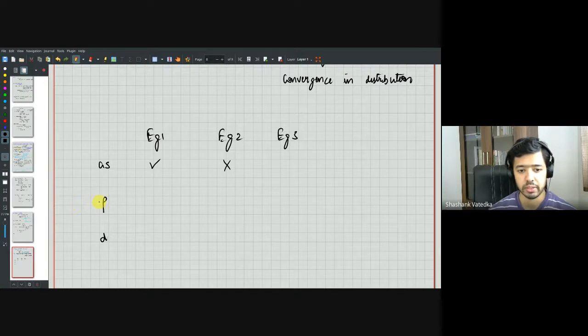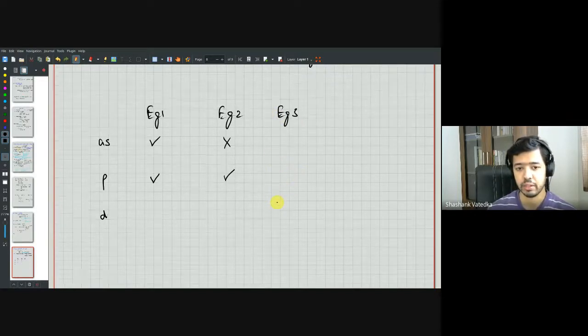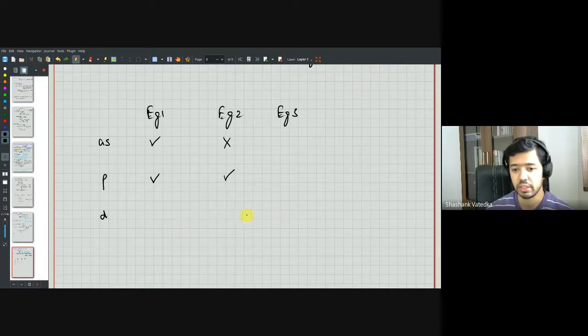So what about convergence in probability? We saw that example 1 converges in probability. You can show that. Example 2 also converges in probability. Example 3, I want you to check and find out if this converges in probability or not. I also want you to check whether these three sequences converge in distribution to the respective random variables.